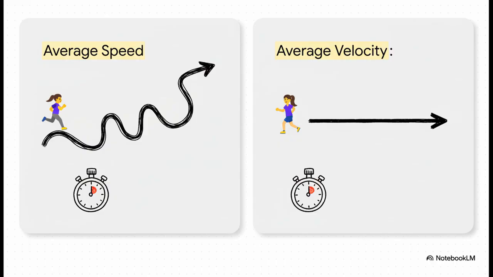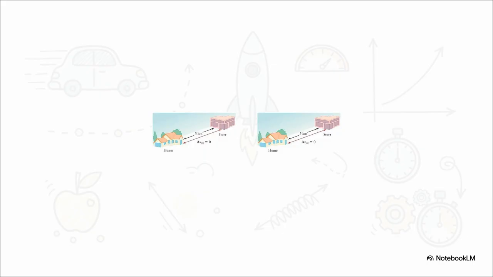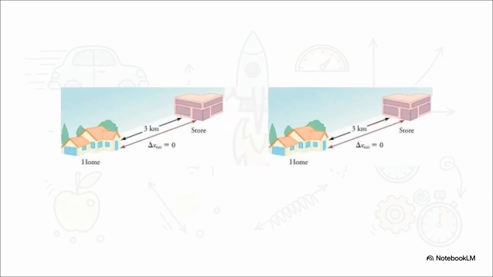But average velocity on the right, it uses displacement. And since displacement is a vector, that means velocity has to be a vector too. It has direction built right into it. Let's make this totally crystal clear with an example I guarantee you've experienced. A quick round trip to the store. You leave home, go to the store, and come right back.